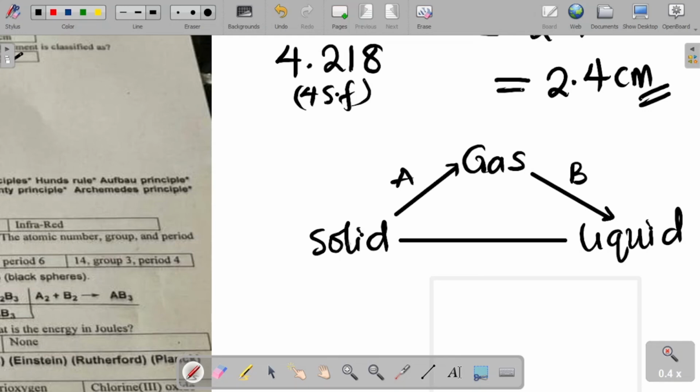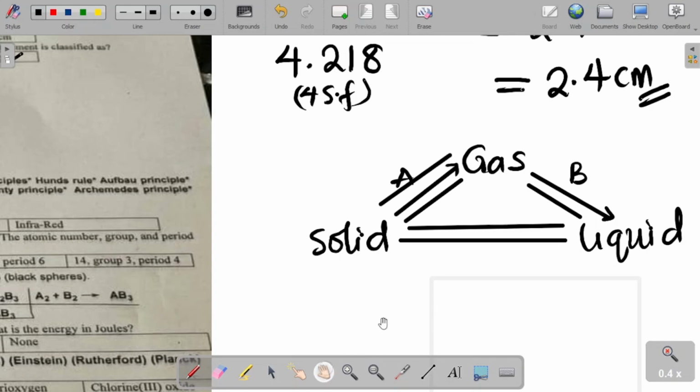The change of state that involves the conversion of gas to liquid is called condensation. Now, moving from liquid to gas, the change of state of matter is, of course, called evaporation. From solid to liquid is melting, right? While from solid to gas, straight up, is called sublimation, right? Meanwhile, from gas to solid straight up is called deposition.